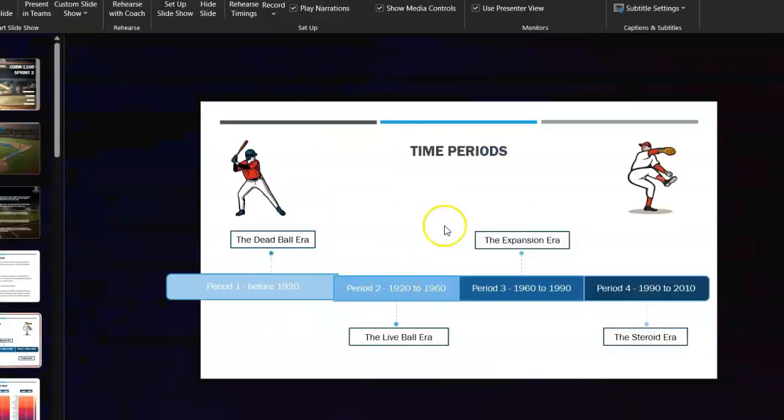Going forward, I will be showing you the 4 models that we will be talking about, which is 4 time periods: the dead ball era, which is period 1, before 1920; the second period, 1920 to 1960; the live ball era, period 3, 1960 to 1990; and the expansion era, period 4, 1990 to 2010, the steroid era. Now all 4 members of my group will be talking about each period in detail with their regression models.